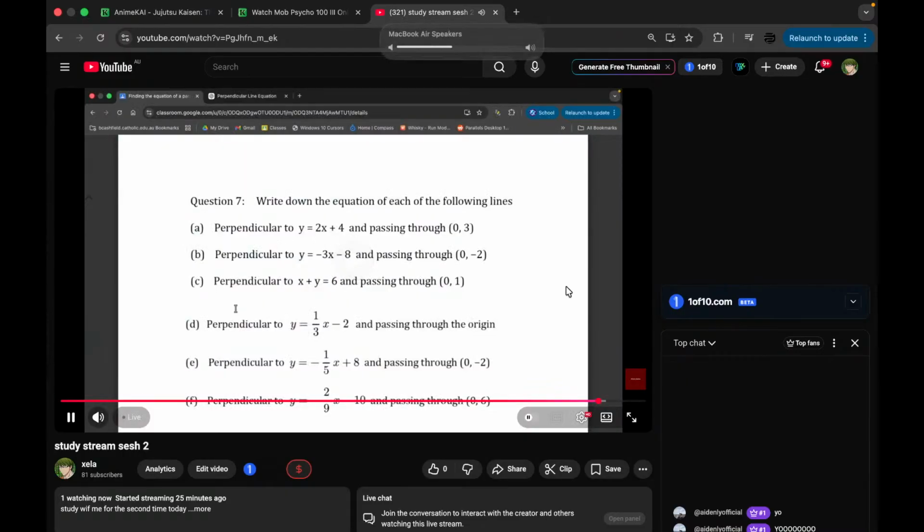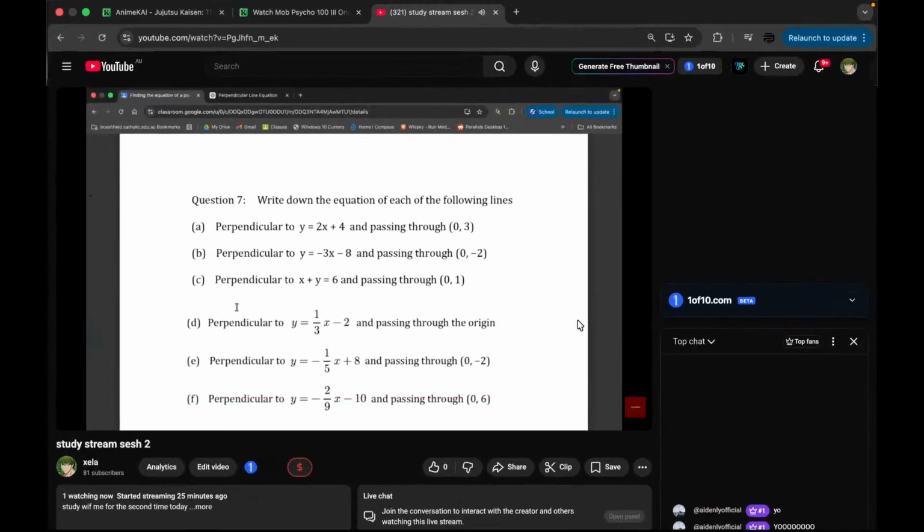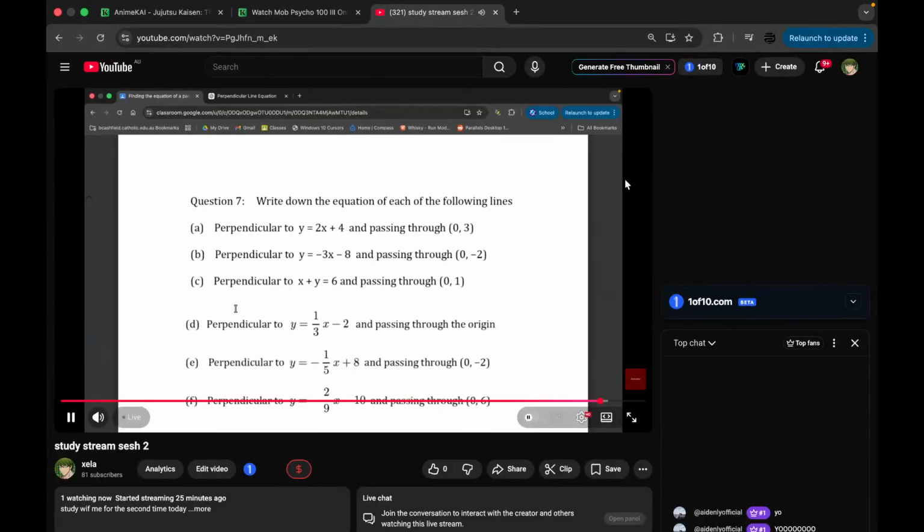Put it down once again. Y-intercept equals 8, I believe. Oh no, -2. -2 is what it becomes. So then what you have to do, remember, flip your gradient. So it becomes +1/3.